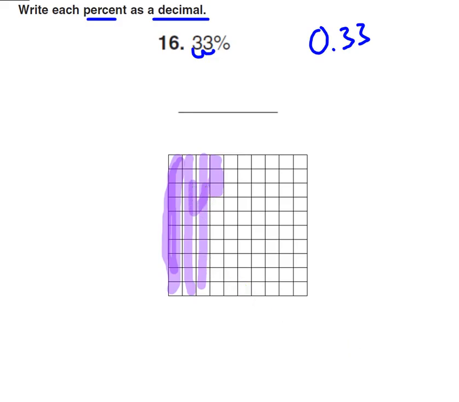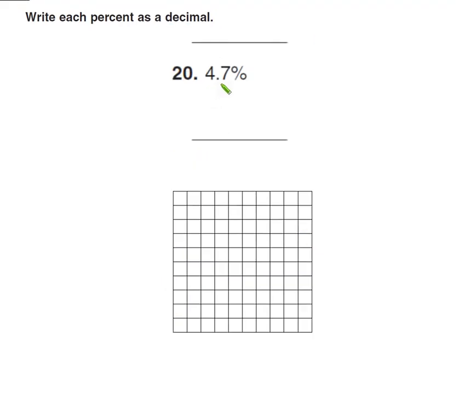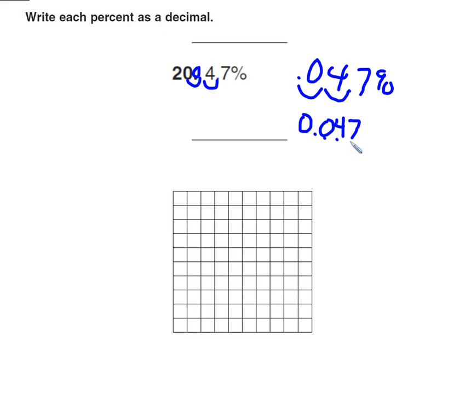Let's look at a harder one though. 4.7%. So there, the textbook says move it 2 to the left. 1, I have to add a 0. 2, so it's 0.047. And this is tenths, hundredths, thousandths, so it's 47 thousandths. Now here's what that looks like. So it's 4% and then 7/10 of a percent.